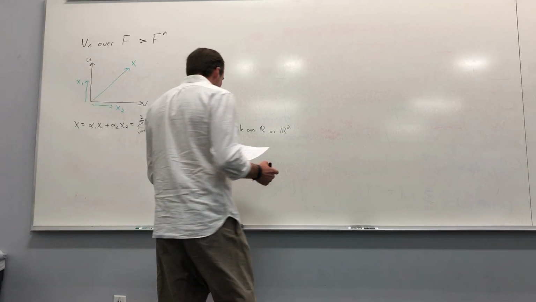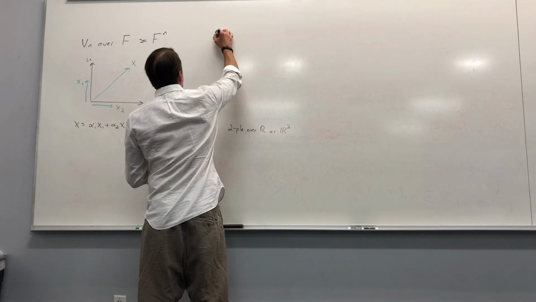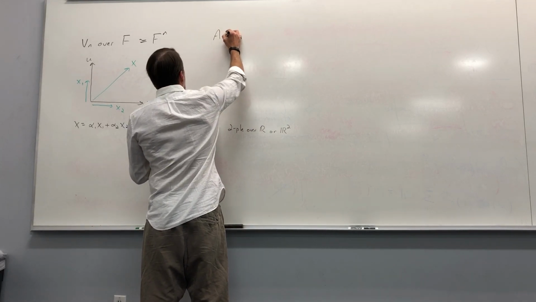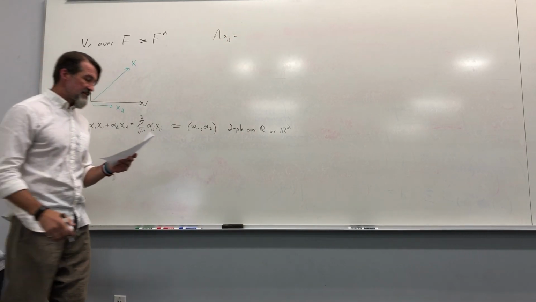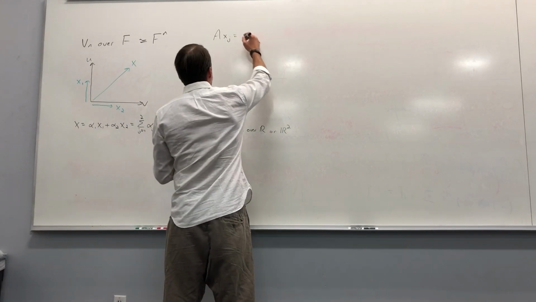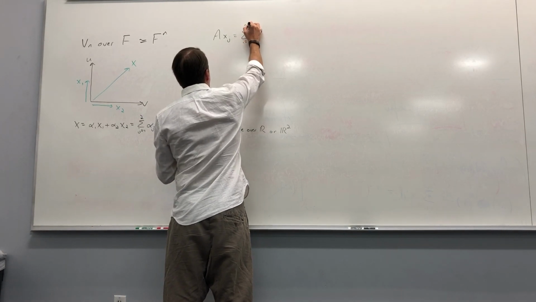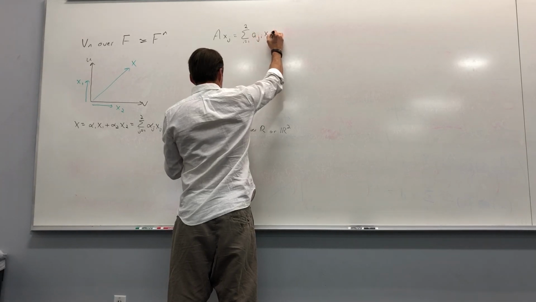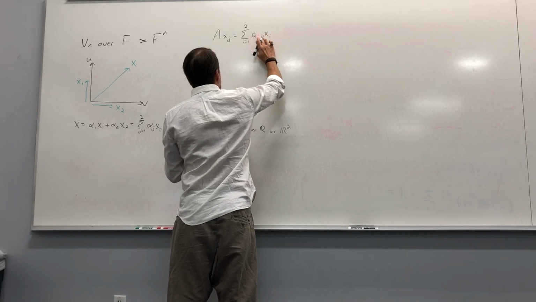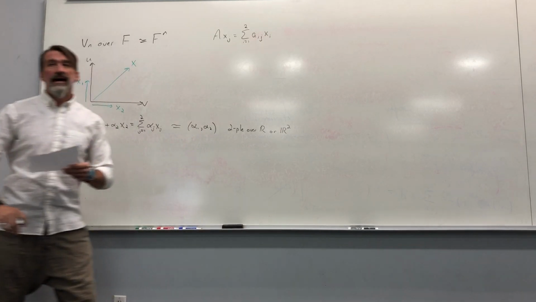Now, in order to illustrate this, what we can say is that the linear transformation acting on the jth basis vector, there are two basis vectors in this example, but acting on the jth basis vector is the sum from i equals 1 to 2 of a_ij, sorry, a_ij, xi.